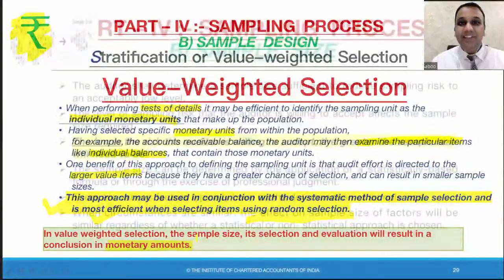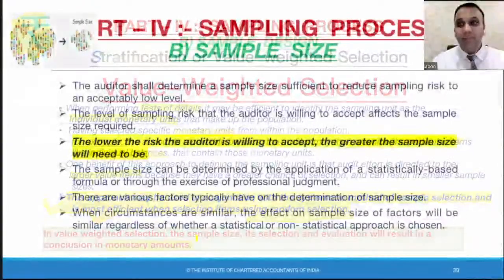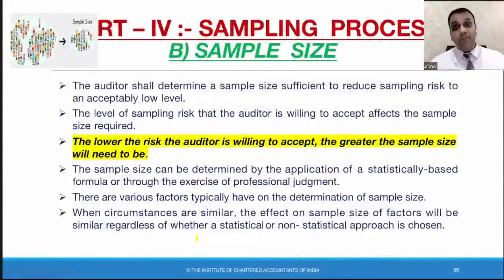So that is sample design. In sample design, what did we cover? We covered the considerations to be taken care of by the auditor, and further, how you design the sample on the basis of stratification and value weighted selection. So that was sample design, how to design the sample. You can design it on the basis of value, or you can stratify it, stratify meaning dividing or categorizing it on the basis of heterogeneous and homogeneous characteristics.